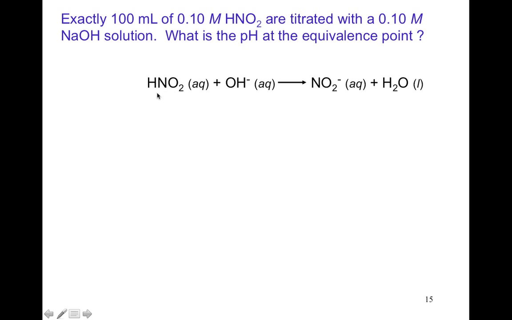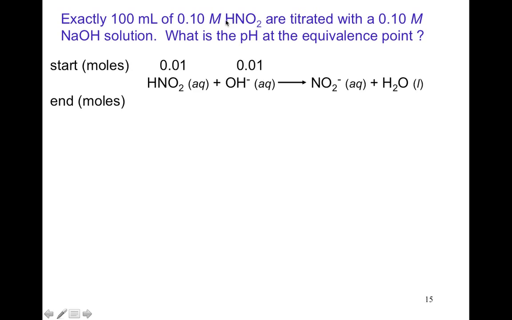We set up our equation saying our HNO2 is reacting with the OH minus from our sodium hydroxide solution. When it does that, it gives up a hydrogen and becomes NO2 minus and water. And so we ask, what do we start with? We start with the 0.01. That's this molarity and milliliters solving for moles. So the 0.1 times the 0.1 is the 0.01.